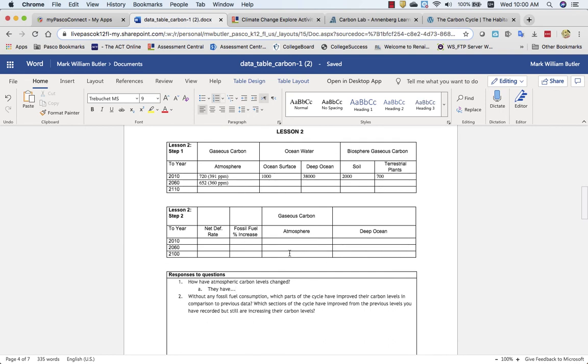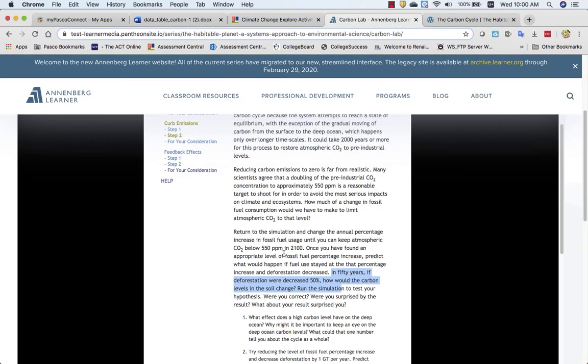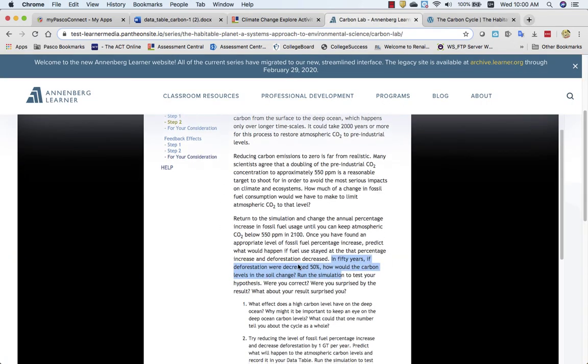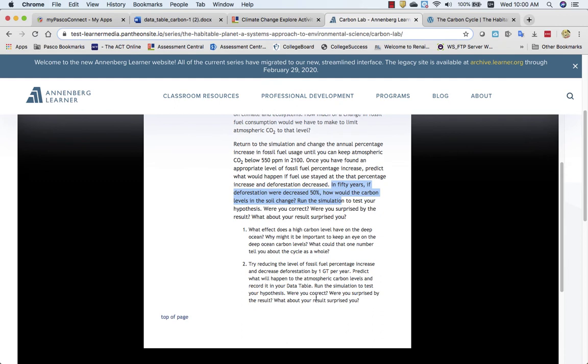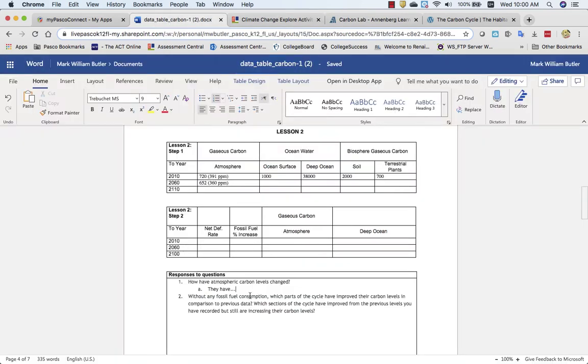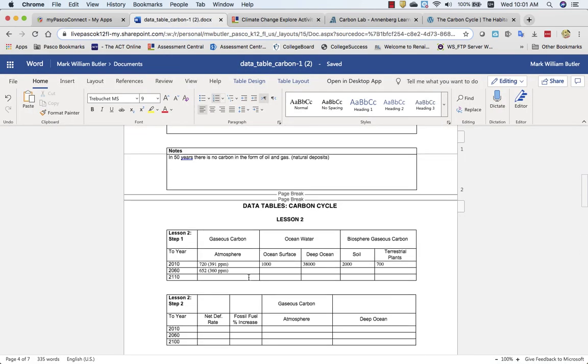Pretty straightforward. And then you're going to answer the questions. And again, you're just going to cut and paste those into your data table and answer them. The last part of the lab is step 3.